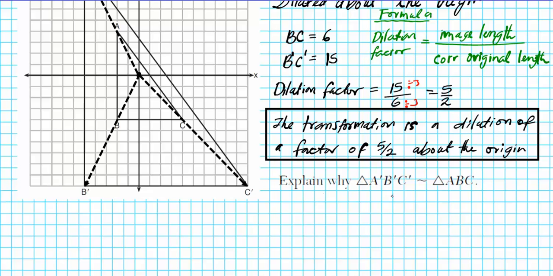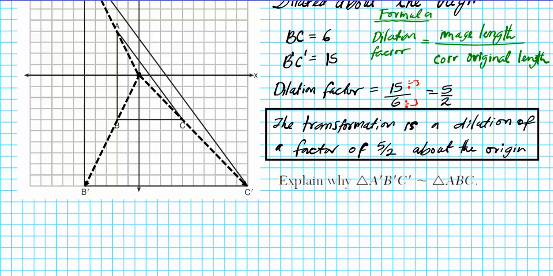Next question, explain why triangle A prime B prime C prime is similar to triangle ABC. Well, when you dilate an object, the angular measures are preserved. Okay, so since the angular measures are preserved, by the AA similarity postulate, you can conclude that the two triangles are similar. Okay, so let's write that down.